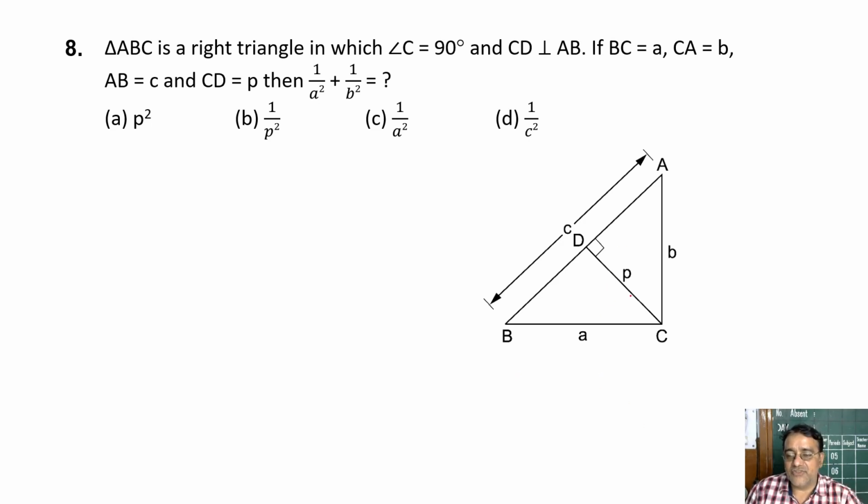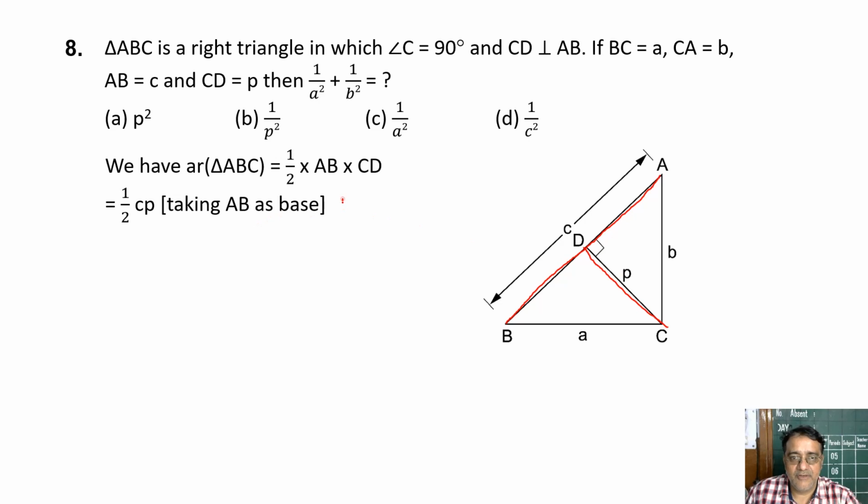What is the area of this triangle? Half into base into height. Now if you are going to take base AB, the altitude will be CD. In that case, what will be the area? Half into base into height. Half into AB into CD, which is half into c into p, right? When we are going to take AB as the base.